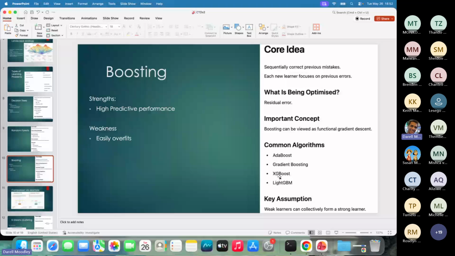Light GBM is also used. XGBoost can often, if you're not short on computational resources, generally XGBoost is used over Light GBM, right? But it's worth exploring all 4 of them. The key assumption is that weak learners can collectively form a stronger learner. All right.